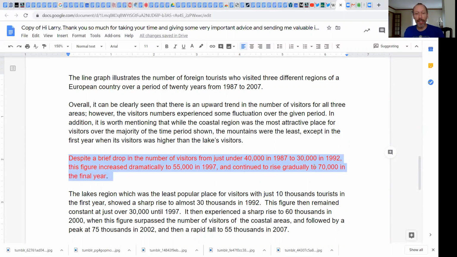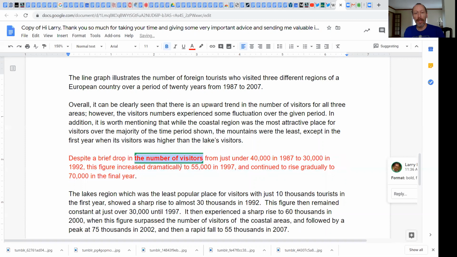So it's a pretty good sentence. In fact, there's nothing really wrong with it. The only thing is, I think it could be even a little bit better. So let's look at the subject of the sentence. Now, the subject of the sentence is this: the number of visitors. And I'll just indicate it in bold.